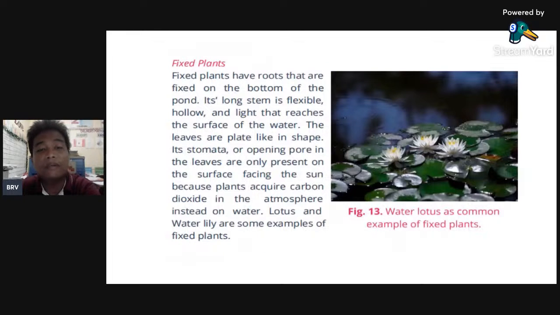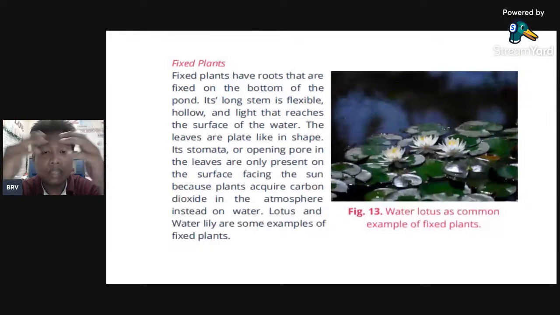Okay, fixed plants. Fixed plants have roots that are fixed on the bottom of the pond. So ang fixed plants, from the word fixed, they have roots that are fixed on the bottom. Now its long stem is flexible, hollow, and light that reaches the surface of the water. So isa na sa features sa fixed plants. The leaves are plate-like in shape. So kung tanaw nimo ang mga fixed plants, they have a plate-like shape of their leaves.